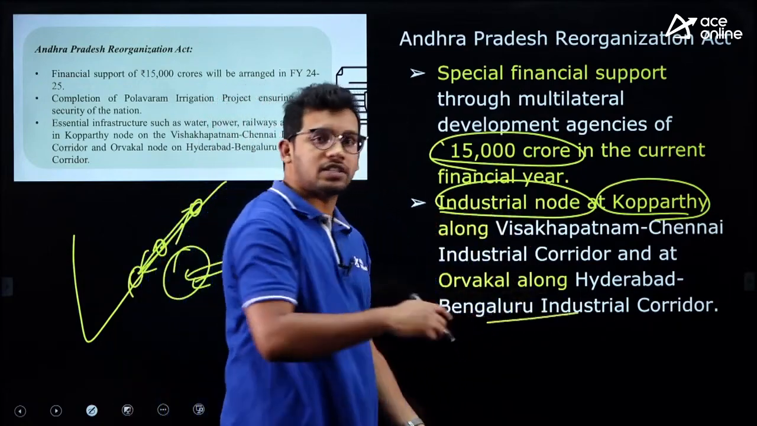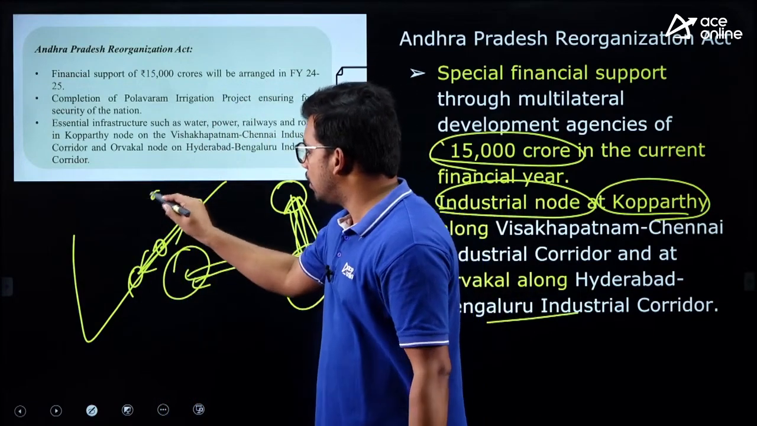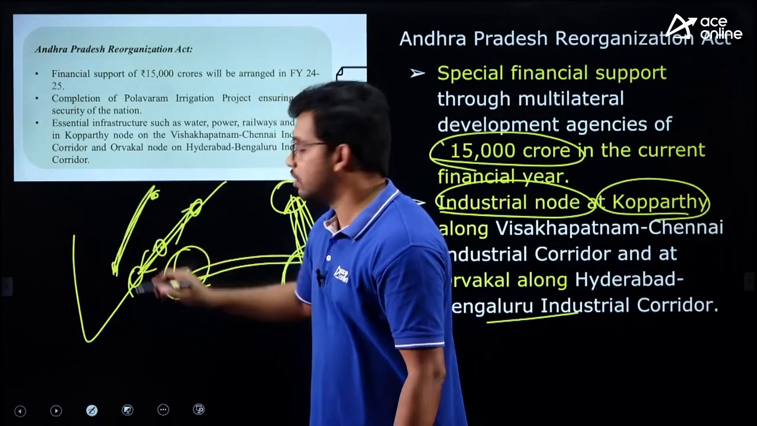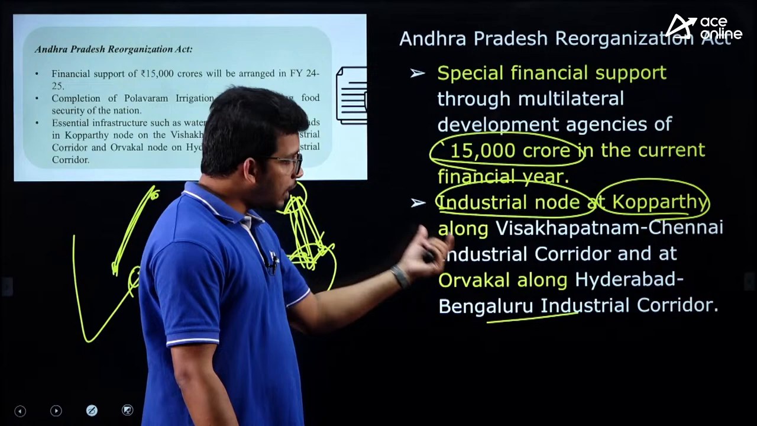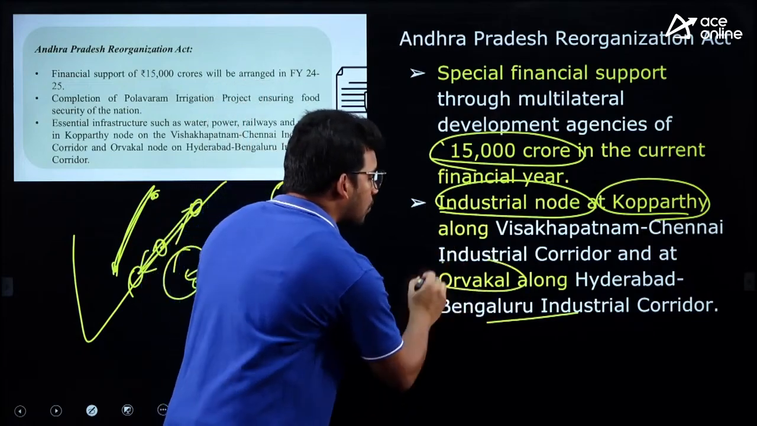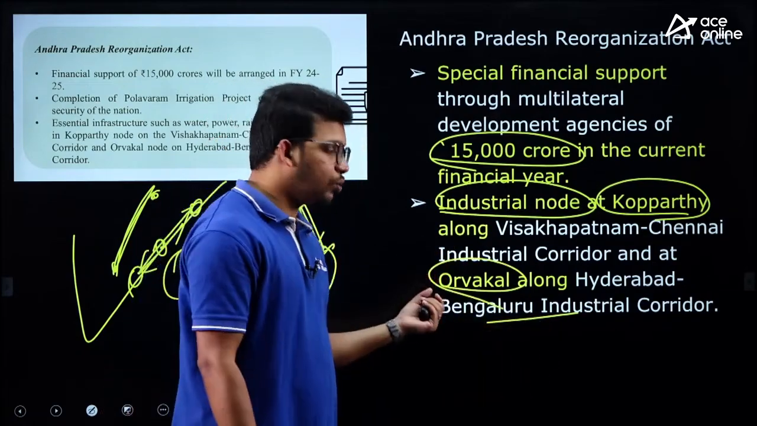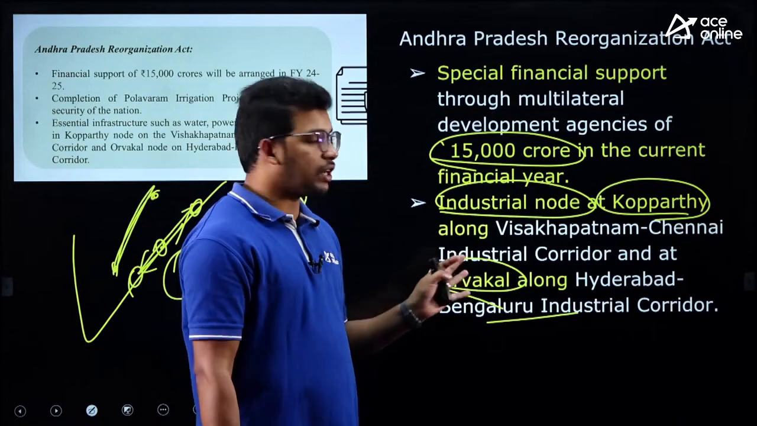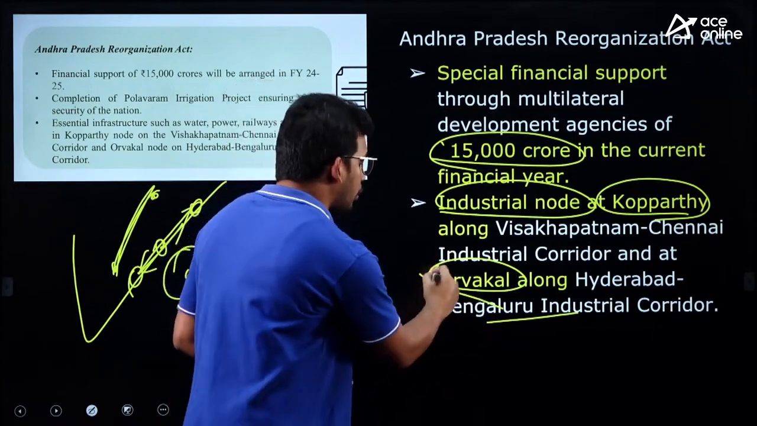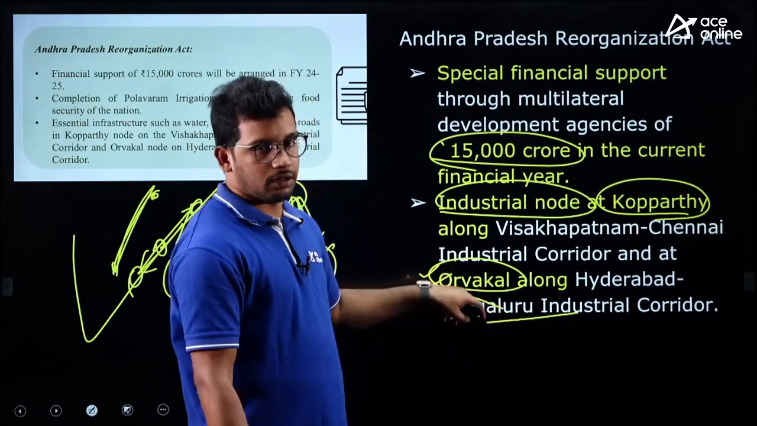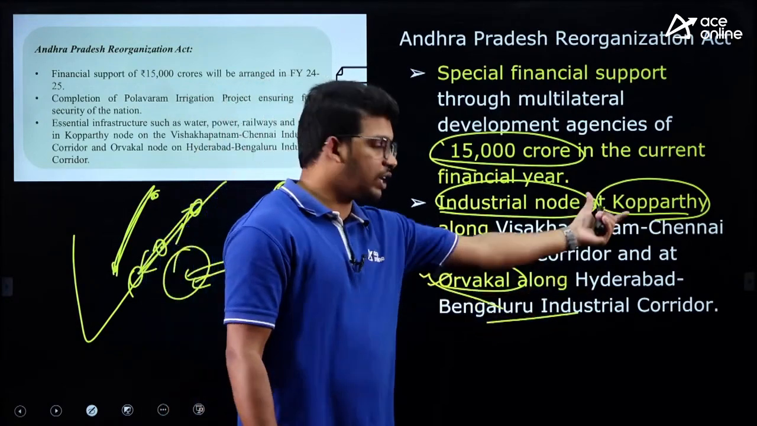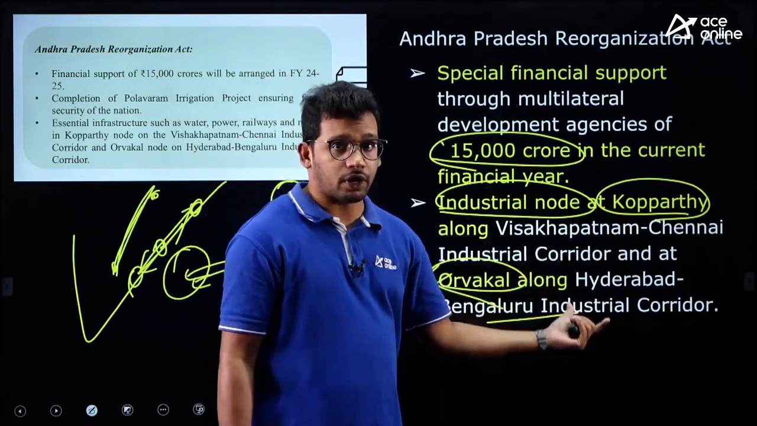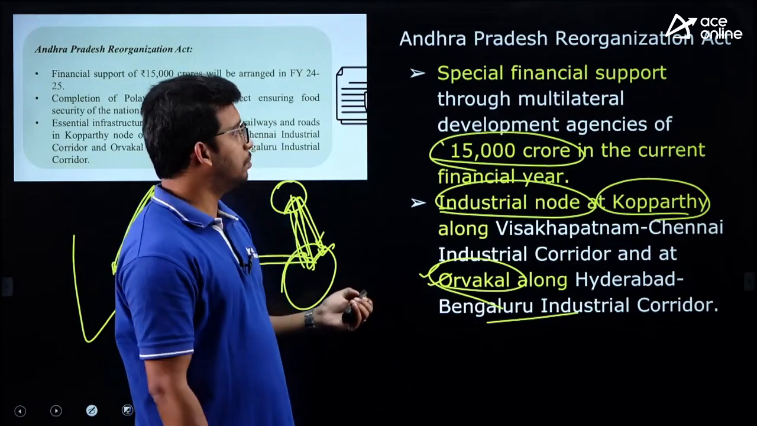Similarly, one more industrial corridor is there, the Hyderabad Bangalore industrial corridor. From Hyderabad to Bangalore also there is an industrial corridor, right. Here they are going to support the Orvakal node. Orvakal is near Kurnool district in the Rayalaseema region of Andhra Pradesh. So they are also going to focus on an industrial node here, right. So 2 places, Kopparthi and Orvakal, are going to be focused on in the 2 industrial corridors. You have to remember, a very important question can be asked in the exam, right.